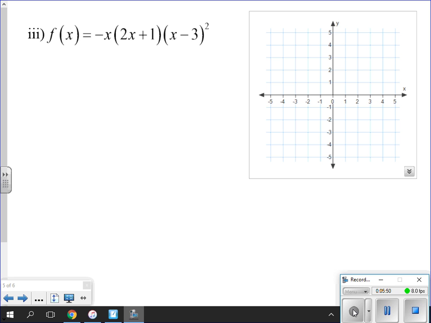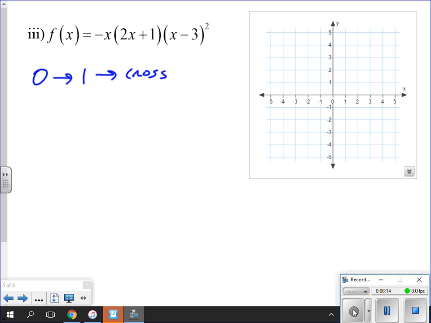So if we are working the problem from left to right, what is our first 0? 0, because we have the x by itself out in the front. What is the multiplicity of that 0? 1. It has a multiplicity of 1. So does it cross or touch? It crosses.